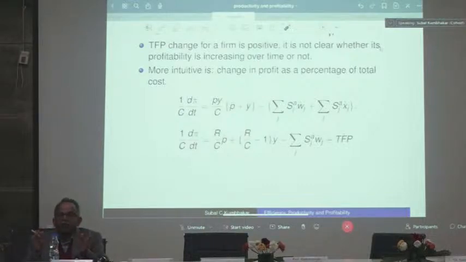Now, this is a financial measure, right? So the question is, to increase profitability or to find out what is happening to profit, you need to know what is happening to your price. So I gave you the example of the computer industry. Okay, what is happening to computers over time? What is happening to the price of computers? Increasing or decreasing?